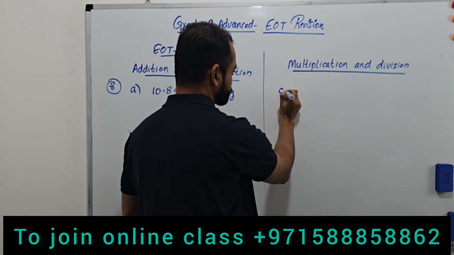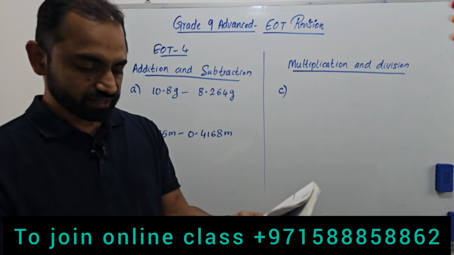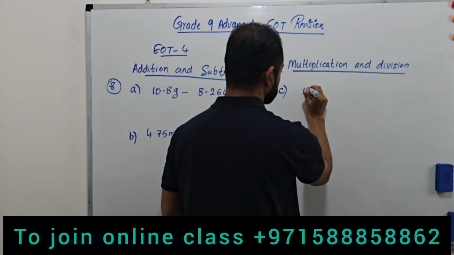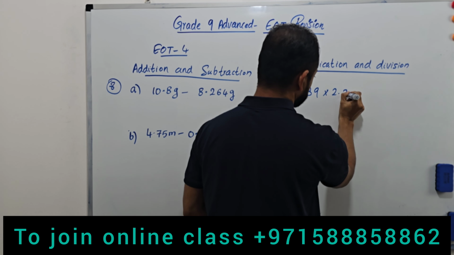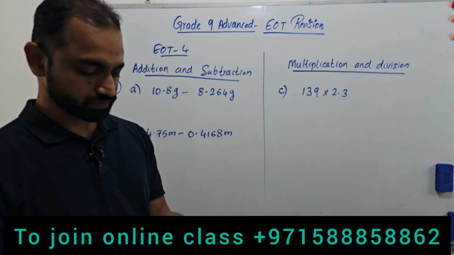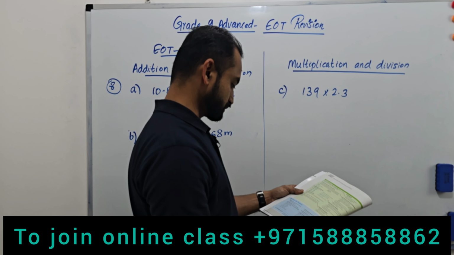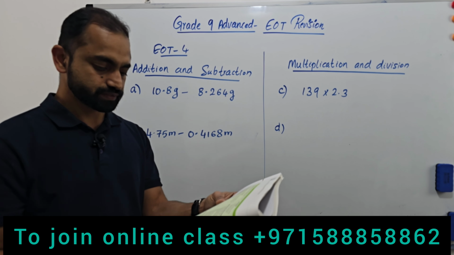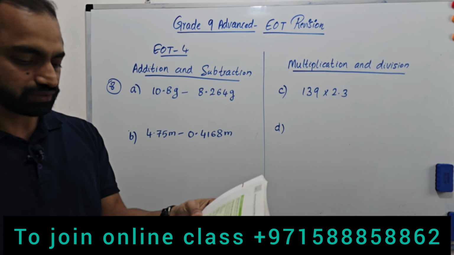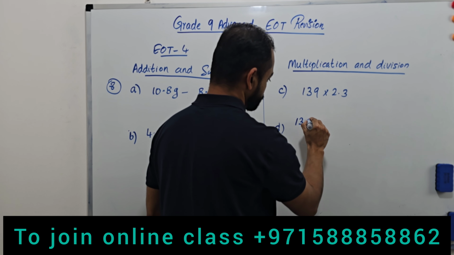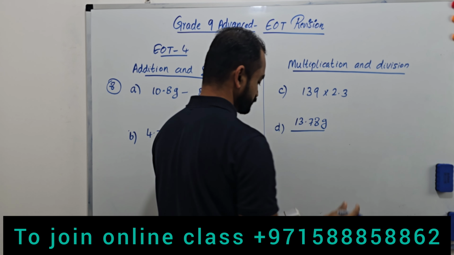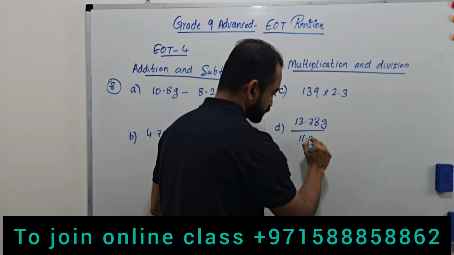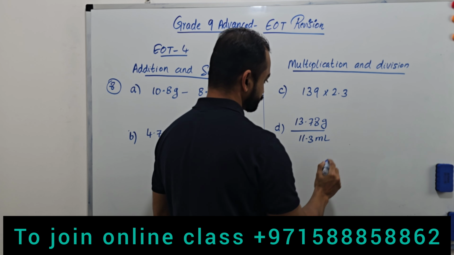Question C, that is in multiplication, so I will write this side. 139 times 2.3, both in centimeters. Then question D: 13.78 gram divided by 11.3 milliliter. ml is milliliter.